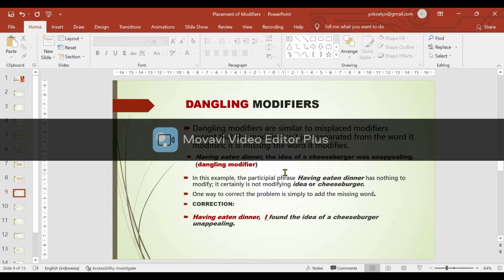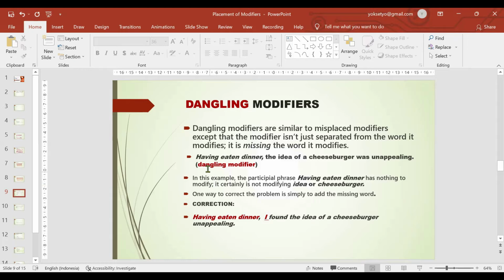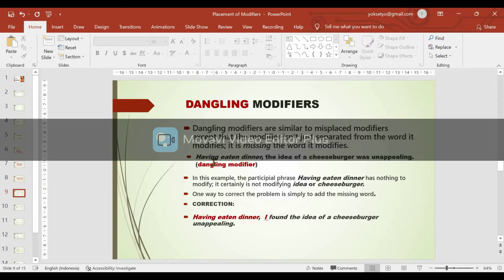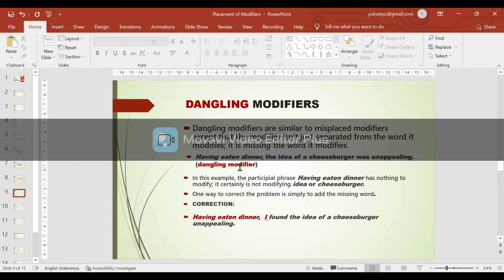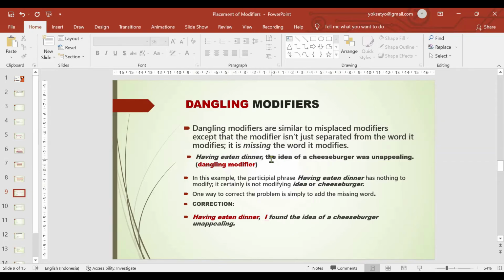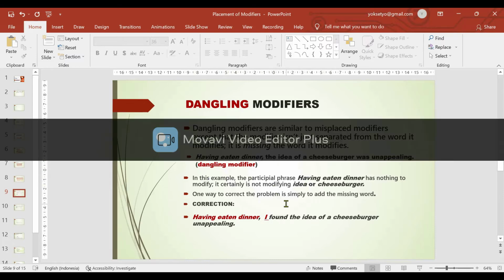But then the subject of the first clause must be someone, right? Someone has eaten dinner, or had eaten dinner, if it is past tense. So it must be someone. But in the second clause, the subject is the idea of a cheeseburger. So if you have a complex sentence like this, the subject must be the same. You have to have the same subject. So in this case, we can have the correction.